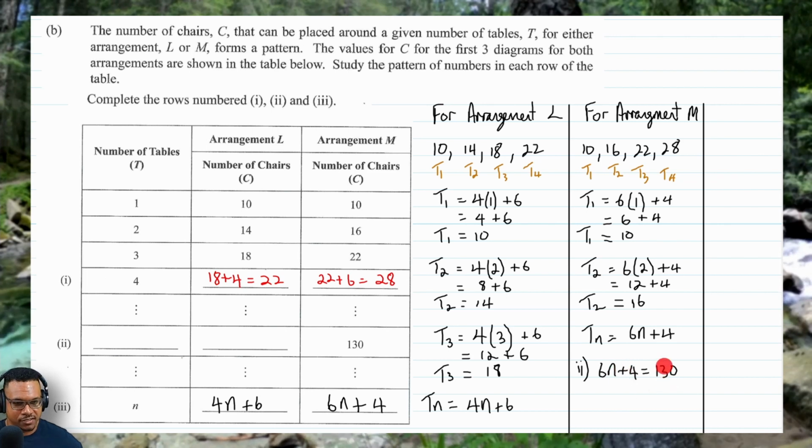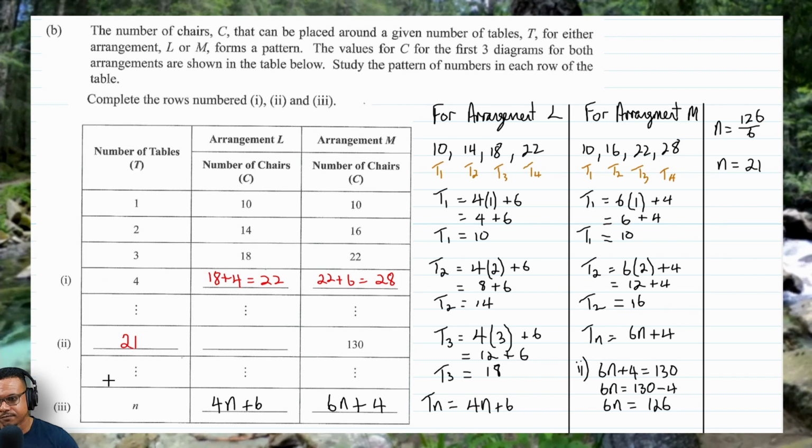And we have 130 chairs, and we want to know what term it is, which is n. So I'm going to carry across the 4. So we have 130 take away 4. So we're going to have 6n is equal to 126. So n is equal to 126 divided by 6. So n is equal to 21. So what does that tell us? It tells us that for part 2 here, the number of tables is 21 when the number of chairs is 130. So I'm going to put 21 here.